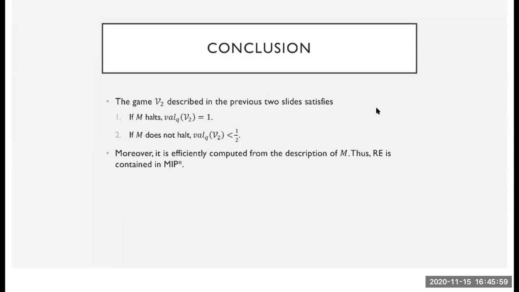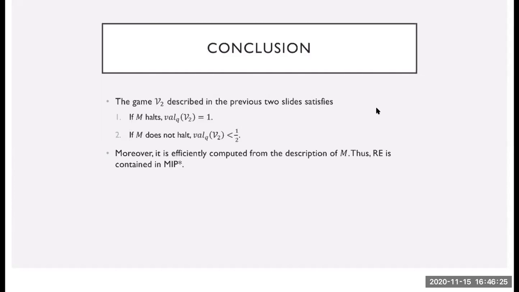And what does V2 satisfy? It satisfies the following. If the Turing machine halts, the value of it is 1. And if the Turing machine does not halt, the value of it is bounded away from 1/2. And this V2 has a finite description. It is bounded by 2 to the lambda. The description of it is bounded by 2 to the lambda. Its running time is bounded by 2 to the lambda.